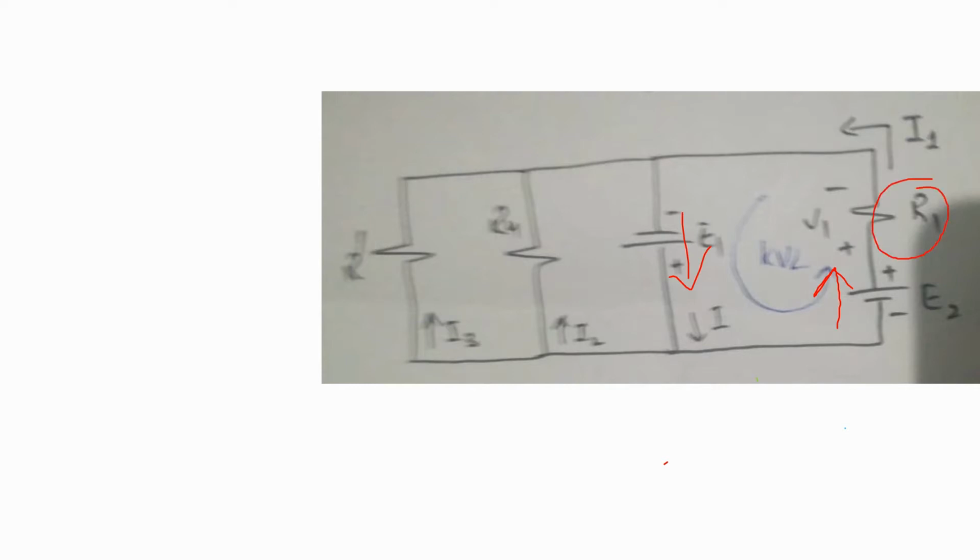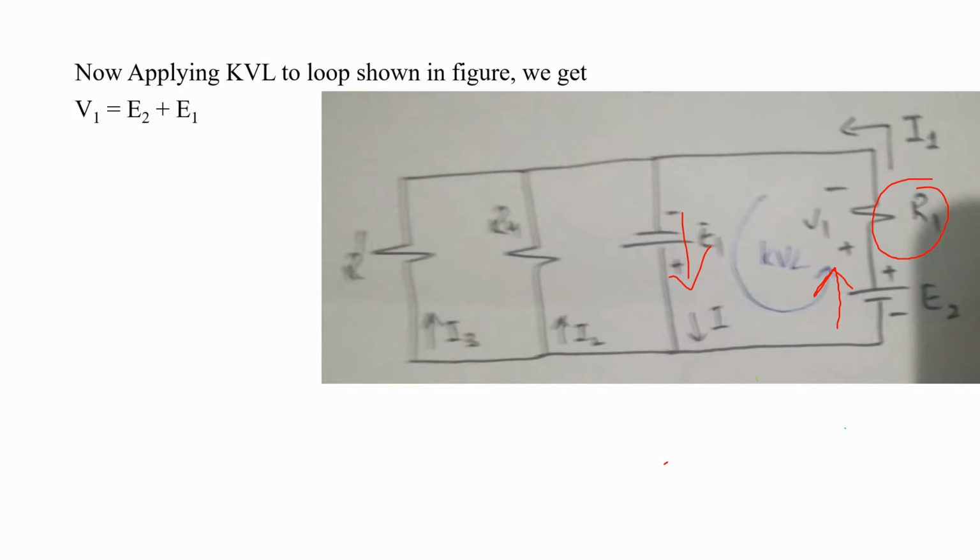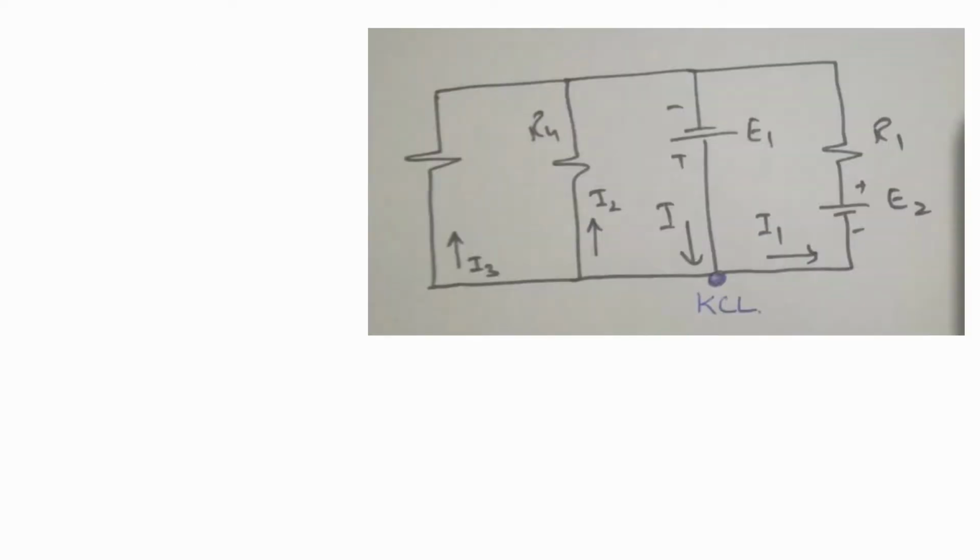So the equation of the KVL can be written as V1 is equal to E2 plus E1. V1 is basically the voltage drop across the resistor R1. E2 and E1 are the voltage rises in that loop. Substituting the values of E2 and E1, where E2 is equal to 18 volts and E1 is equal to 6 volt, we get V1 is equal to 24 volt, which is the second required value which we have to find in this question. Now we have to find the value of I.